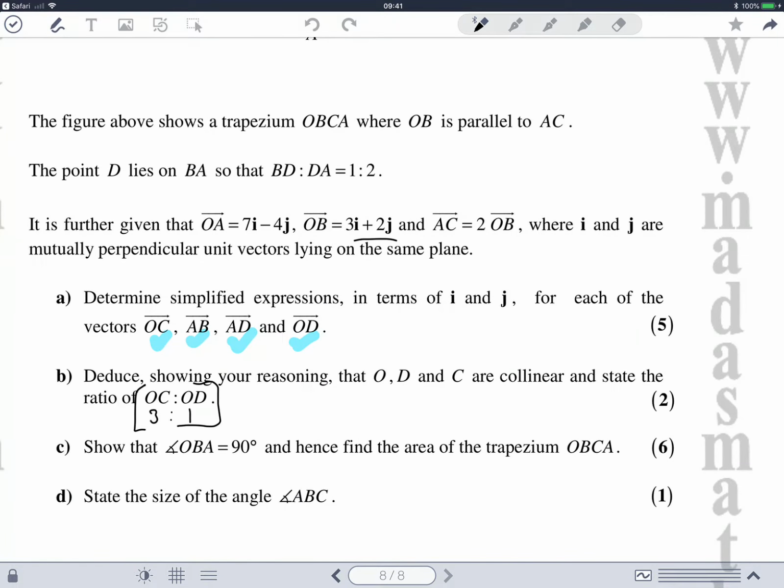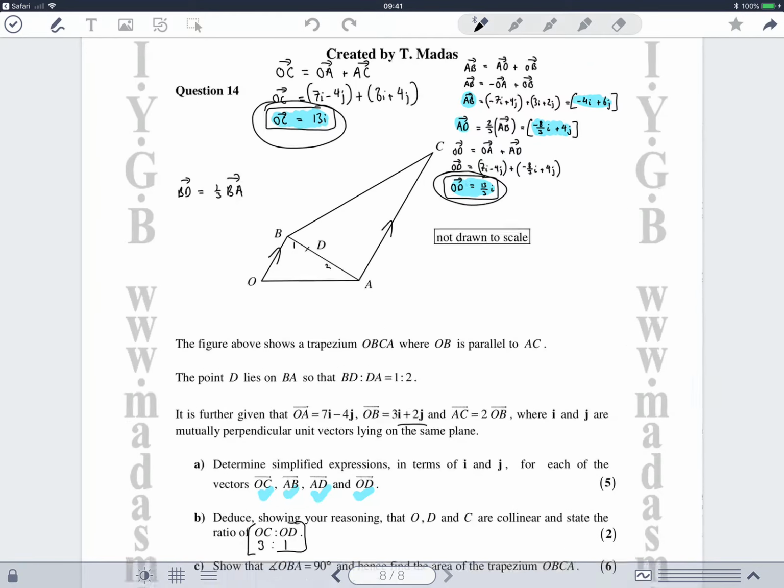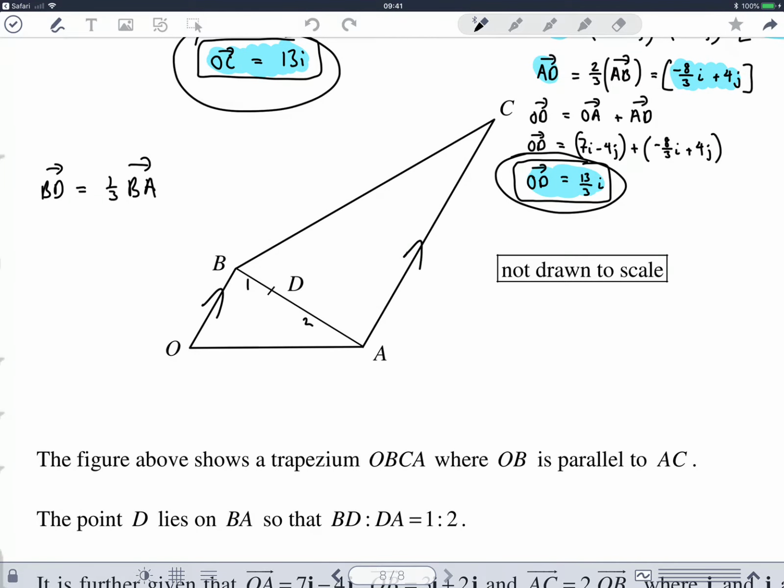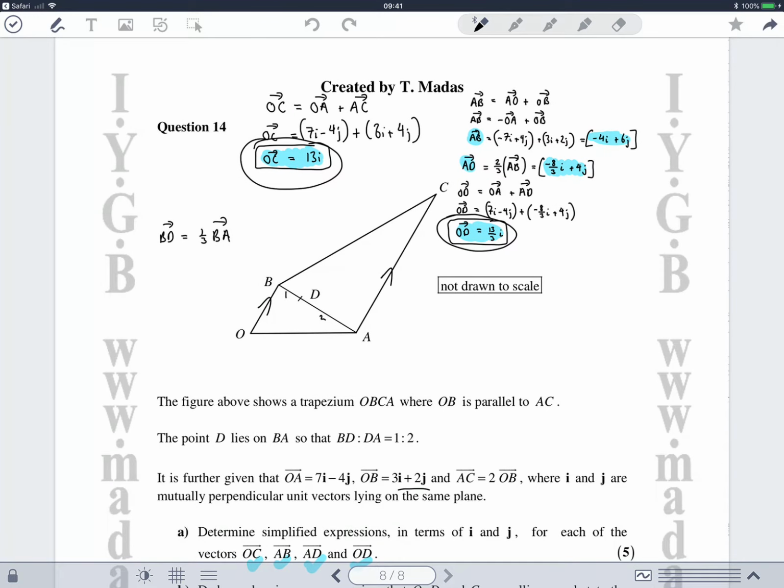Show that OBA, that angle, is 90 degrees, hence find the area of the trapezium OBCA. Okay, well, let's do this then. OBA. Well, how do we get from O to B? That's 3i plus 2j. So the gradient of OB is the change in y, which is 2, over the change in x, which is 3.